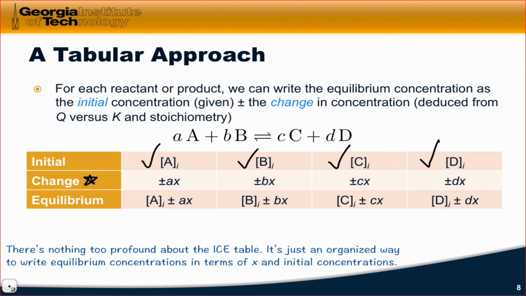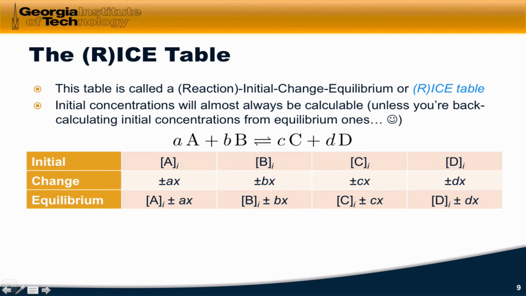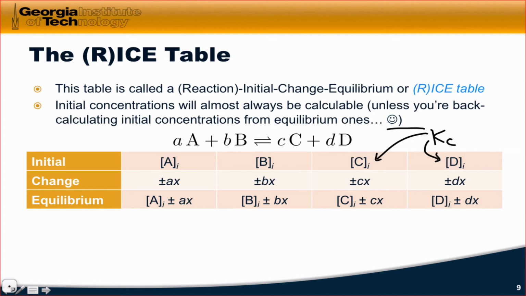The trickiest part of this is understanding what you know and what you don't know, and how, for example, Q versus K and the stoichiometric coefficients play into the different cells of the ICE table. So here's our ICE table, and initial concentrations will almost always be calculable from the statement of a problem. There are some types of problems, however, where you will start with an equilibrium constant and a set of equilibrium concentrations and actually back calculate initial concentrations from the equilibrium situation.